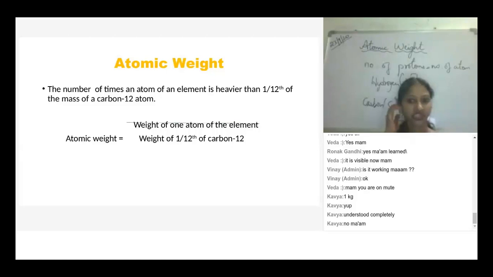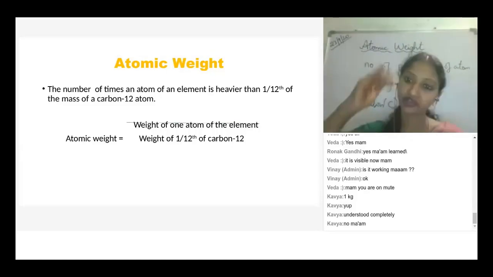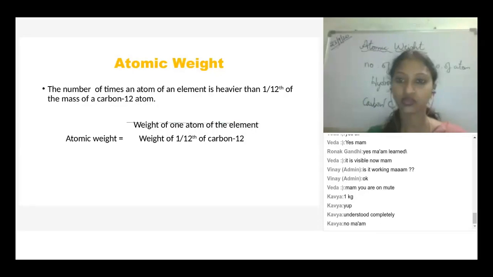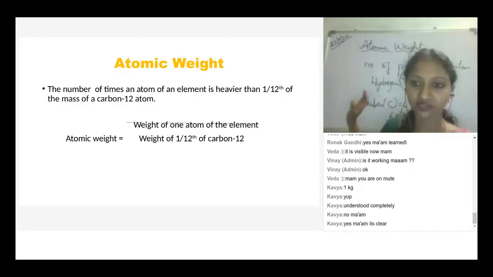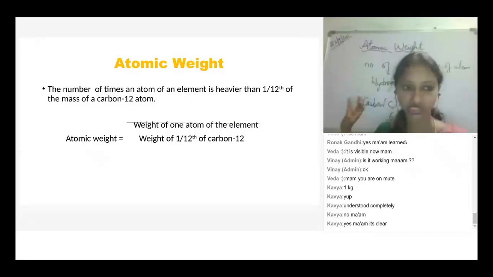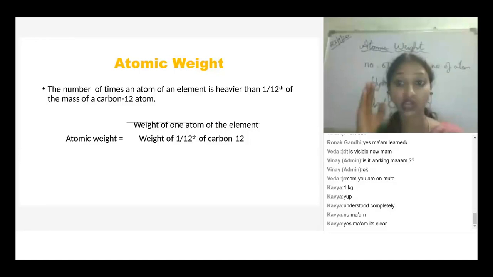Have you understood the difference between atomic weight and atomic mass? Atomic weight is a concept given before, without any idea about the number of protons and neutrons. At that time, they took a standard mass, carbon 12, which consists of 12 parts. The mass of each part is nothing but the atomic mass unit. You are going to learn this in standard 9.